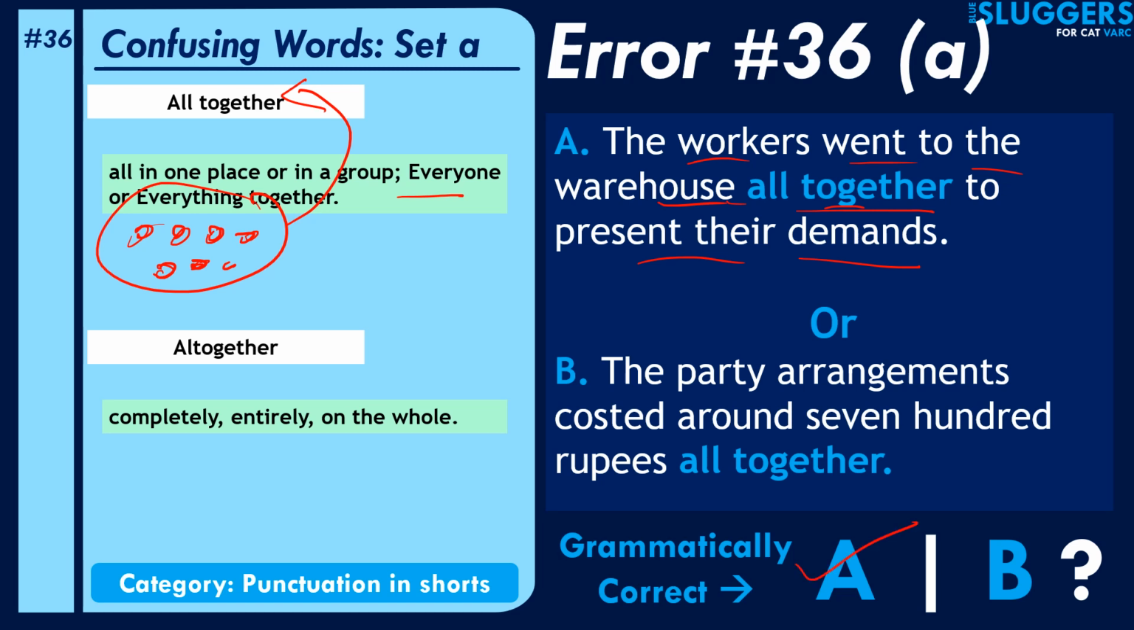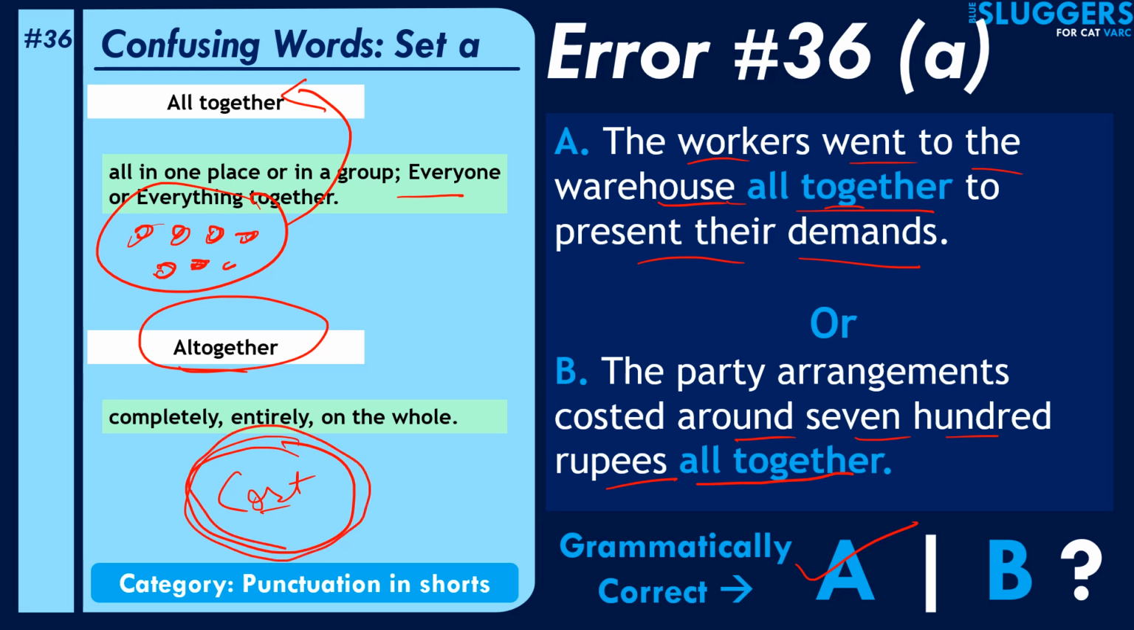Next, the party arrangements. Now what does "altogether" mean? "Altogether" means completely, entirely, like the whole of something. So: the party arrangements cost around 700 rupees altogether. What you mean to say here is that on the whole, the complete costs involved in all the party arrangements, entirely, came to around 700 rupees.